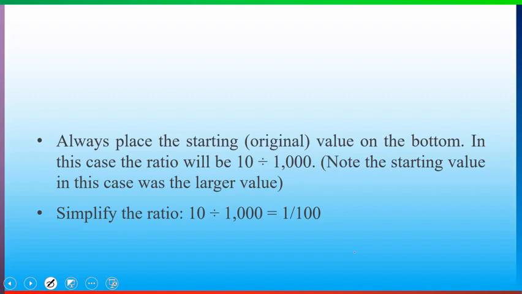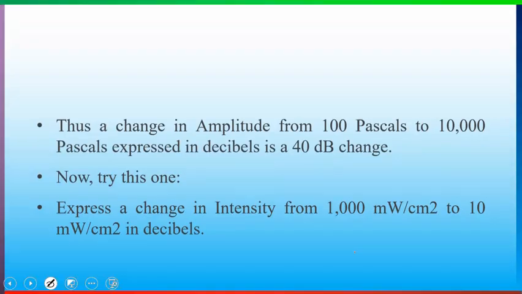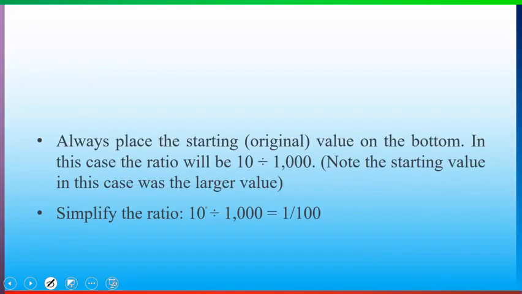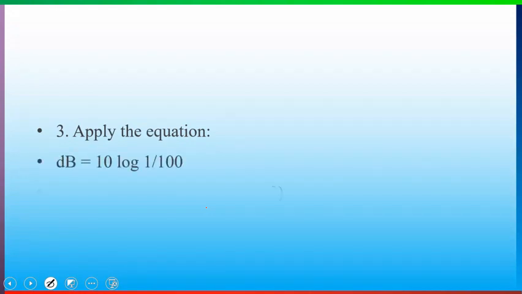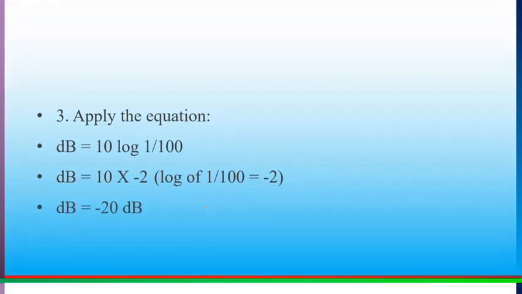And this change is occurring in what? We should know that this change is occurring in intensity. So we'll use the 10 log equation for it, right? While using the 10 log equation, we have the log of 1 over 100, that is minus 2, and that minus 2 will be multiplied by 10, so we'll get minus 20 decibel. So minus 20 decibel is that change.